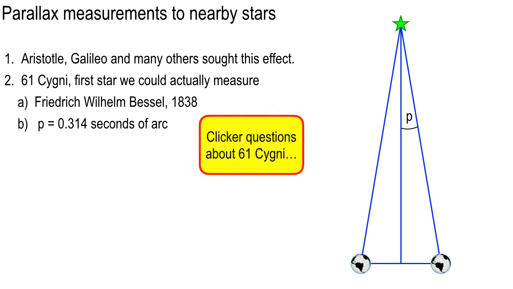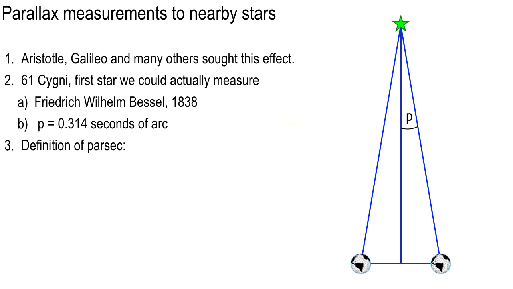Now, I'm going to ask you some clicker questions here in a second about 61 Cygni. So make sure you write down that parallax measurement, 0.314 seconds of arc. The parallax system uses a distance unit called the parsec. Here's how you do it. If you measure 1 second of parallax, and you do the trig for this triangle over here, and you know that the baseline of this triangle is 2 astronomical units, roughly 1,000 light seconds, then you can do trigonometry and figure out the distance from the Earth out to this star.